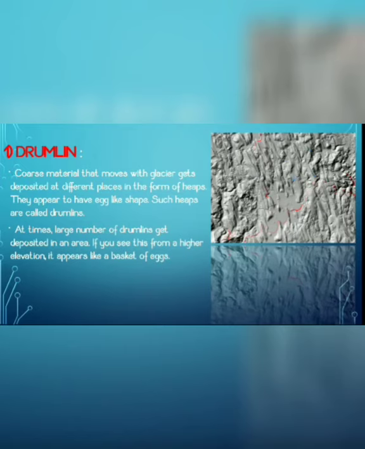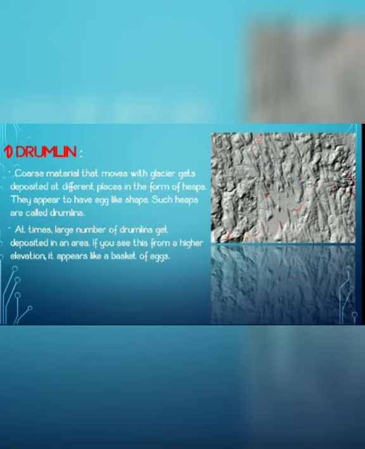Now we'll see what drumlins, eskers and erratic rocks are, which are basically seen in the areas where there is a glacier or where there was a glacier before. A drumlin is a coarse material that moves with a glacier and gets deposited at different places in the form of heaps, and they appear to have an egg-like shape. Such heaps are called drumlins.